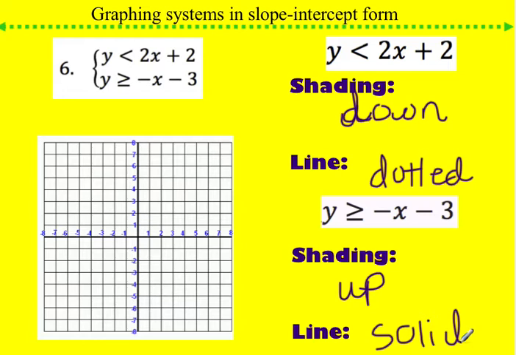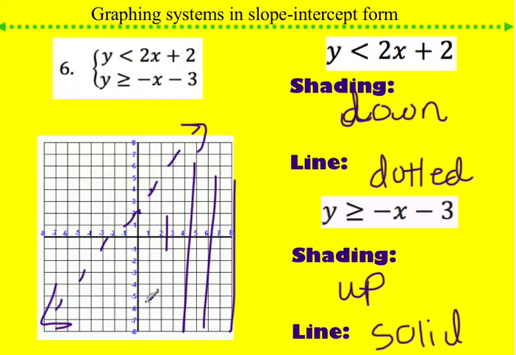So let's go ahead and take a look at this one. For the first one, we're crossing the y-axis at 2. Then I see that my slope is 2x. Now that's the same as 2 over 1. So what I'm going to do is go up 2 over 1. Now that's going to have a dotted line, and I am going to shade down from that dotted line.